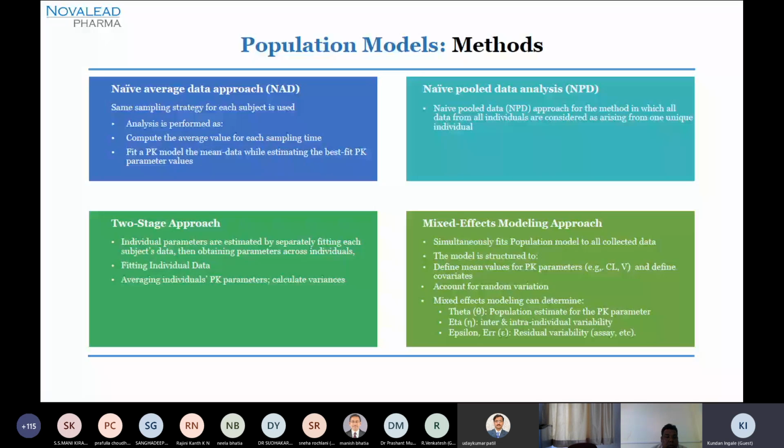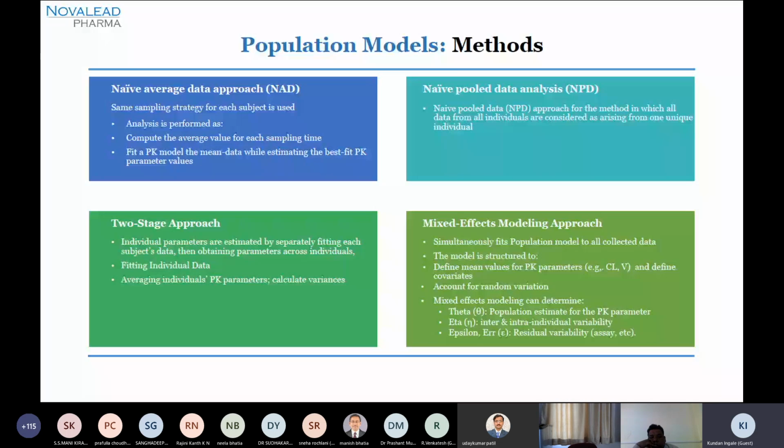Then there is the mixed effect modeling approach, where the steps followed in the two-stage approach are done simultaneously. That is, the data is collected and simultaneously it is fit to the population. This method is fairly popular in estimating population pharmacokinetics.